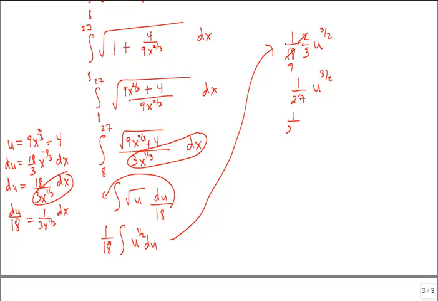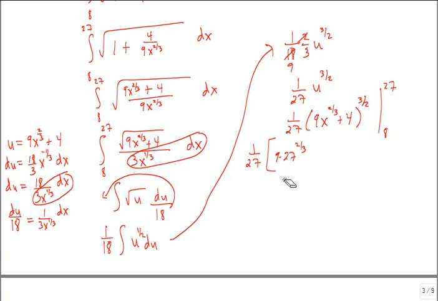and now I'm ready to substitute back in terms of x. So this is 1/27 times 9x to the 2/3 plus 4, since that was what my u was, all raised to the 3/2. And then I'm going to plug in my bounds. When I plug in the 27, I'm going to get 9 times 27 to the 2/3, which actually does reduce because the cube root of 27 is 3, and 3 squared is 9. 9 times 9 is 81. And then there's that plus 4 on the side.